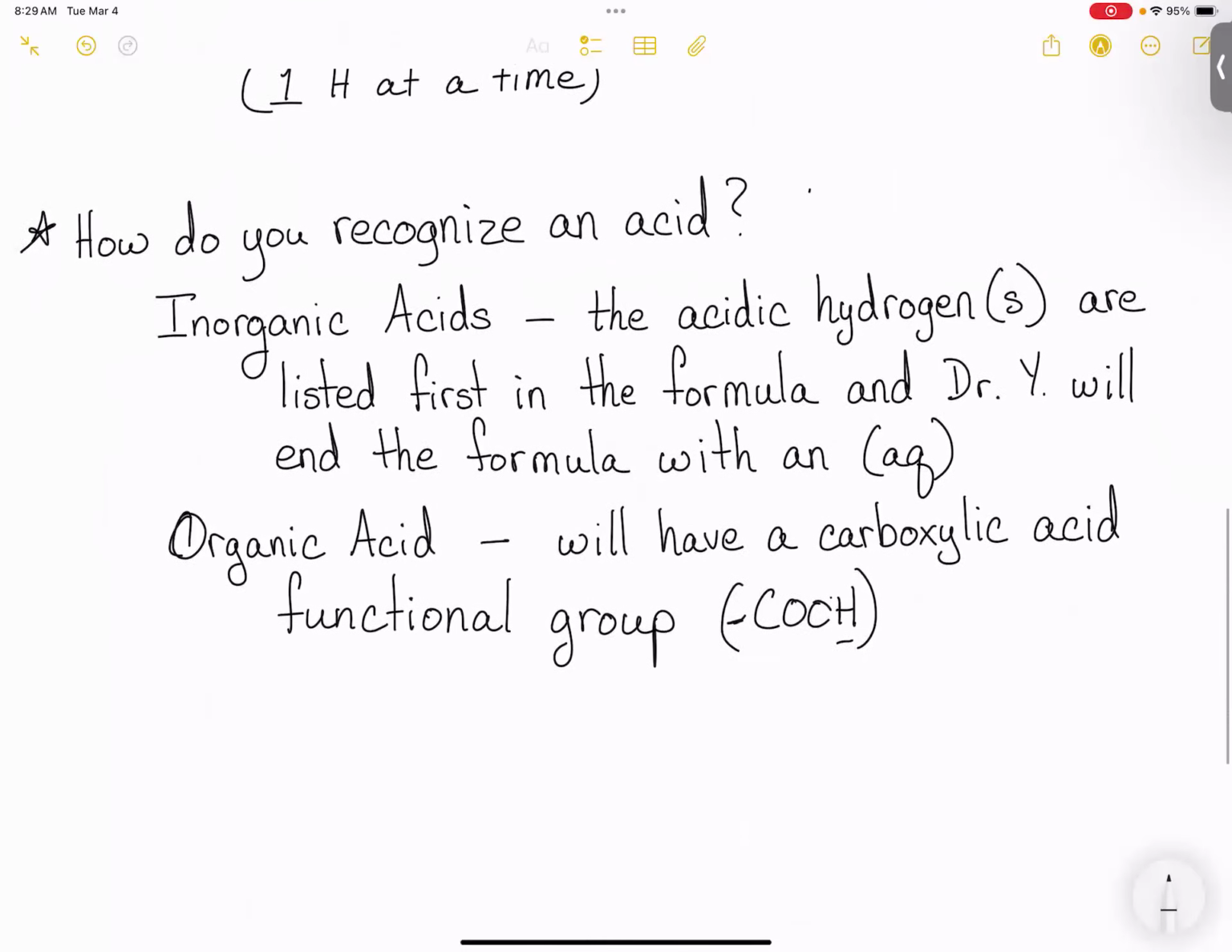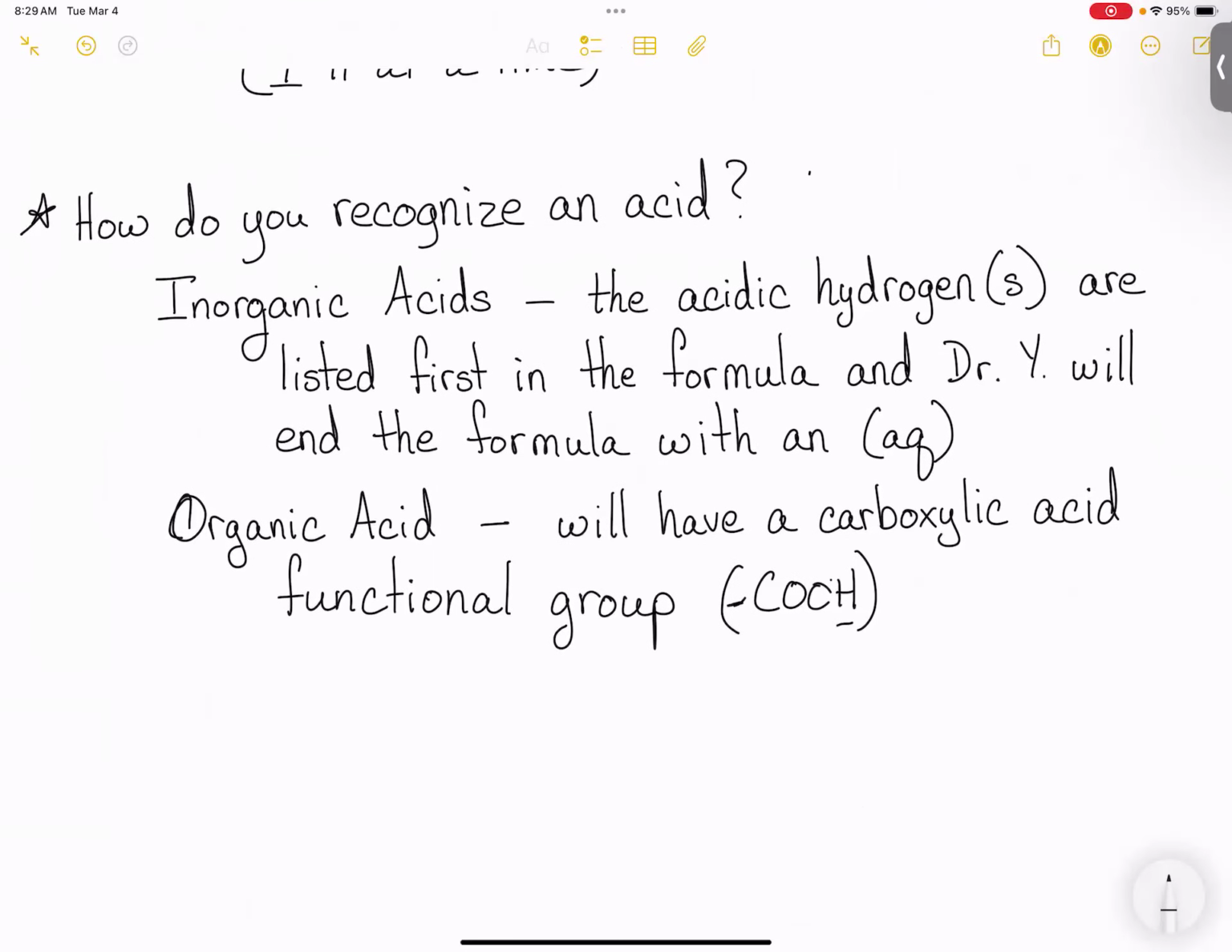Now, the way you recognize an acid, if it's an inorganic acid, typically the hydrogen is listed first. The acidic hydrogens are listed first. And I try to go one step further in helping you recognize an acid by putting the AQ as part of its formula.